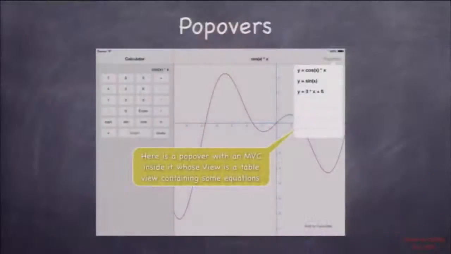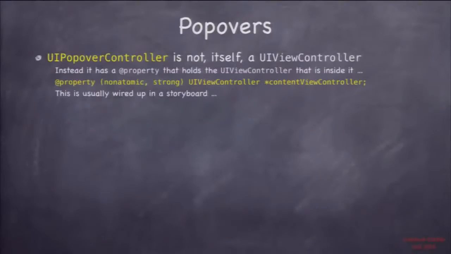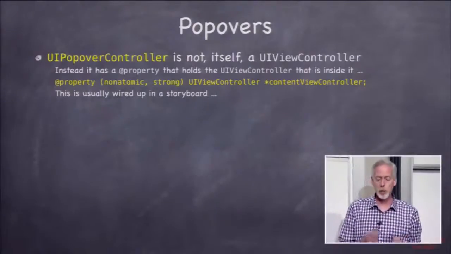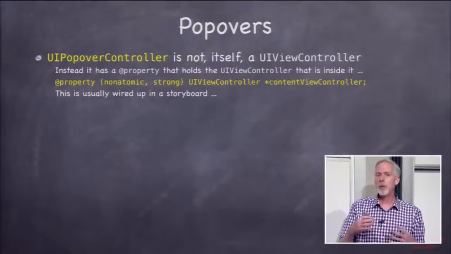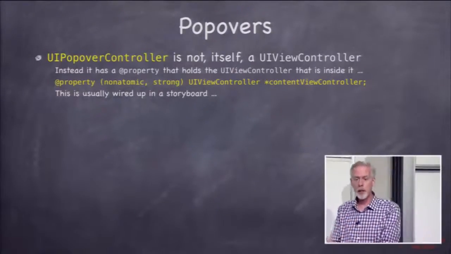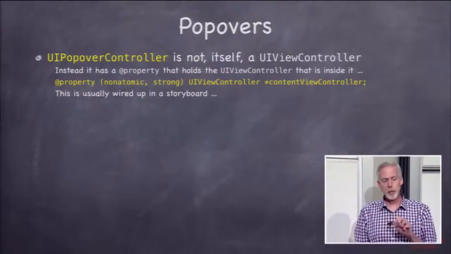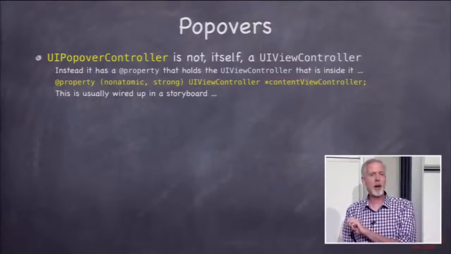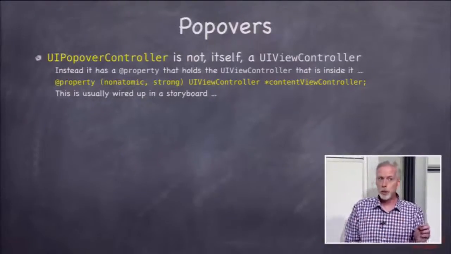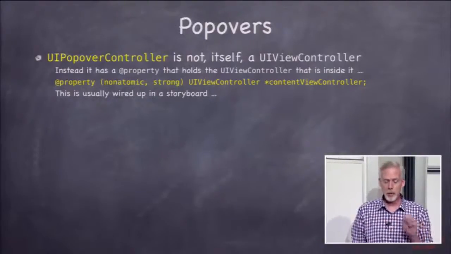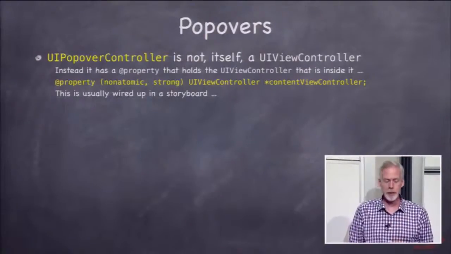So this is what a popover looks like. Okay, there's a little table view with the equations in it inside a popover. And popover controller, the class, is actually not a UIViewController. Okay, popover controller is an NSObject. But what it does is it controls another view controller popping up on screen. Okay? And it does that with this property contentViewController. You set that on a UIPopoverController.